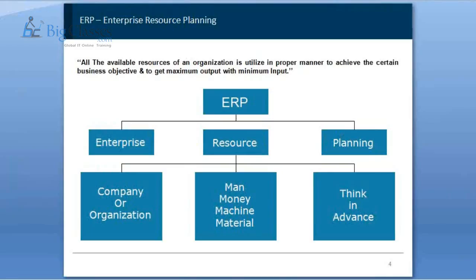Right. So basically it is enterprise resource planning. Or in simple language we can say enterprise means any company or organization. Resources are man, money, machine, material. If I convert this into departments, this is going to be your HR department, finance department, machine means production department, and material means raw material, purchase and warehouse department.